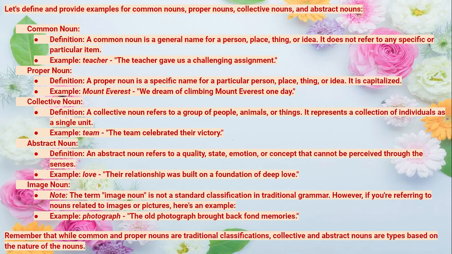Let's define and provide examples for common nouns, proper nouns, collective nouns, and abstract nouns. A common noun is a general name for a person, place, thing, or idea. It does not refer to any specific or particular item. Teacher. Here is an example of a sentence that is using a noun. The noun is teacher. The teacher gave us a challenging assignment.